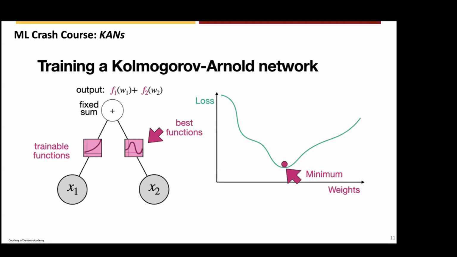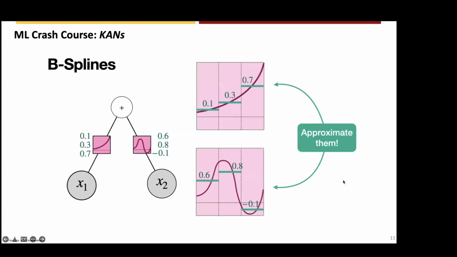The natural question is, aren't functions like continuous variables? It's a huge, huge space. How are you doing this? Very, very natural and good question. The idea, or at least the idea in the paper, is you replace functions by what is known as B-splines.